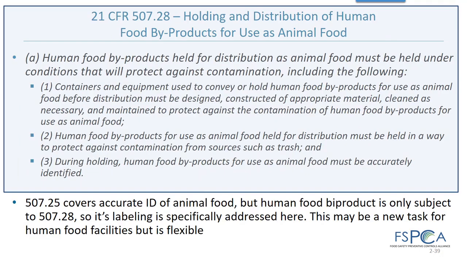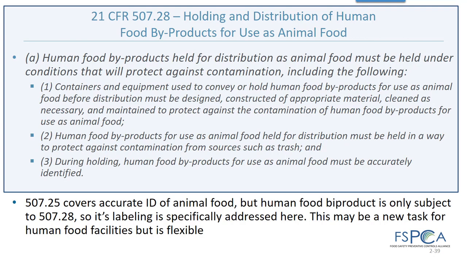We have a specific holding and distribution section for human food byproducts that are used as animal food. Now, earlier when we talked about the exceptions for human food byproducts, I said that you had to be in compliance with Part 117, which is the human food rule, and also be in compliance with Part 507.28, which is this right here. This is the holding and distribution section. So let's take a look at what this says right here. Human food byproducts held for distribution as animal food must be held under conditions that will protect against contamination, including the following.